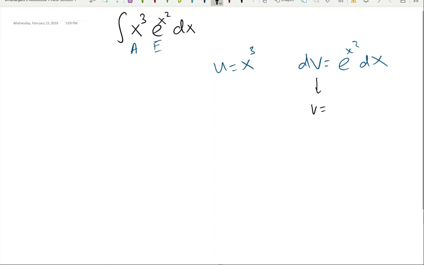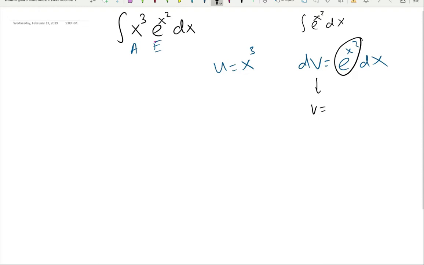Now let's try to find v. To find v, we have to integrate e to the x squared. Can you integrate e to the x squared quick and easy? You can't, because e to the x squared can't be integrated using a basic integral. It's not e to the x. And you can't use integration by substitution there either. So it's a little bit tricky. It's a very hard integral to solve, in fact. So we are stuck now.